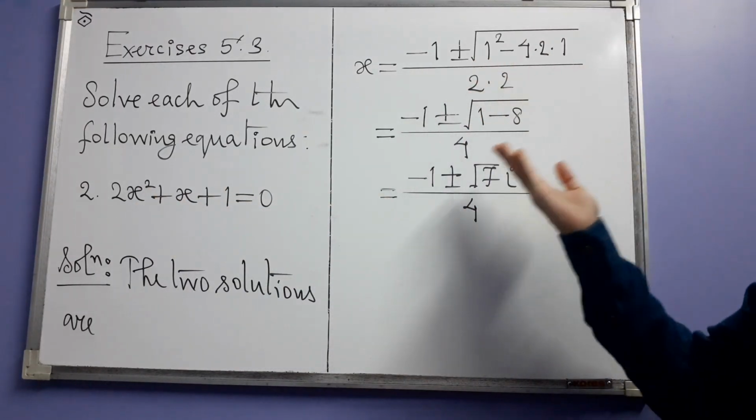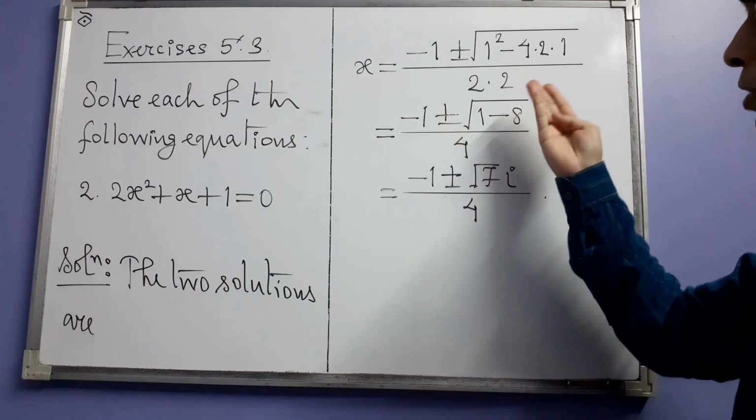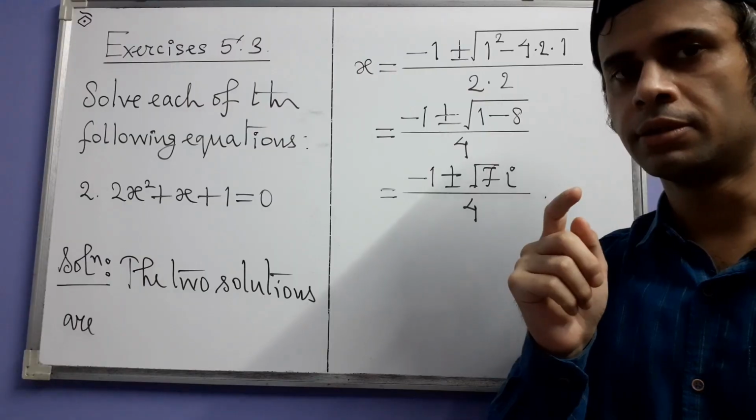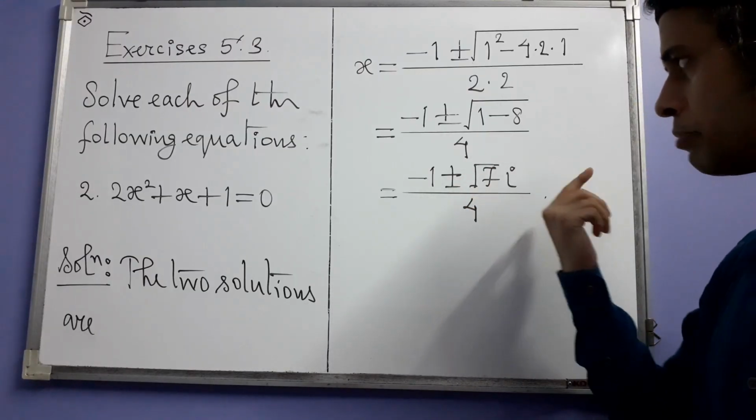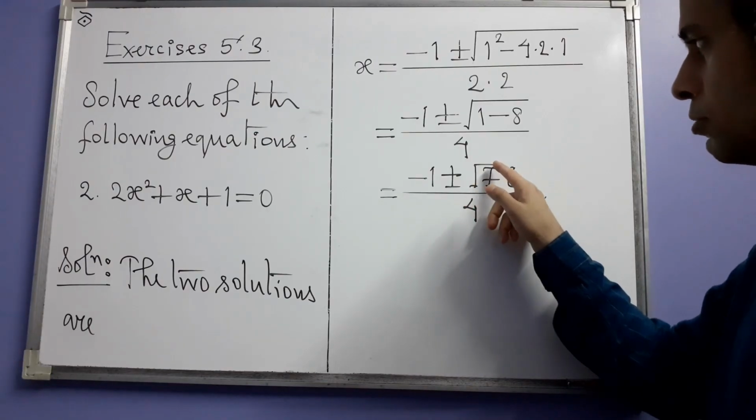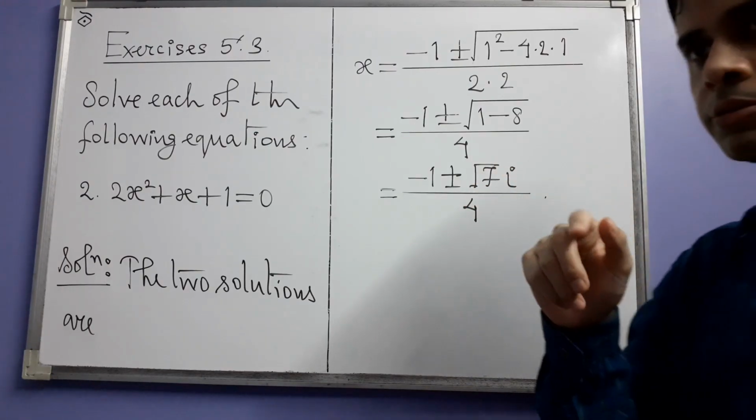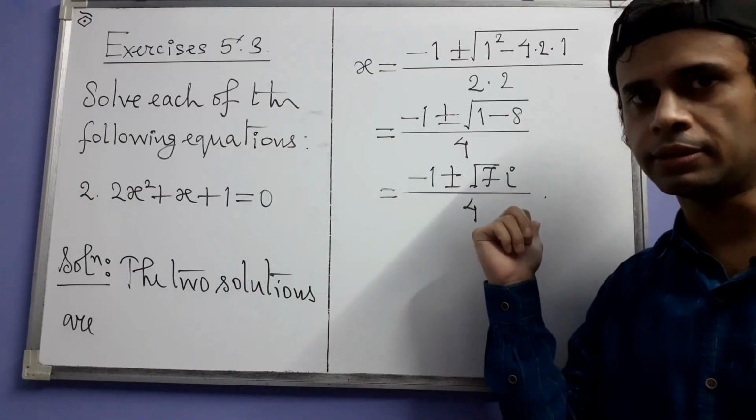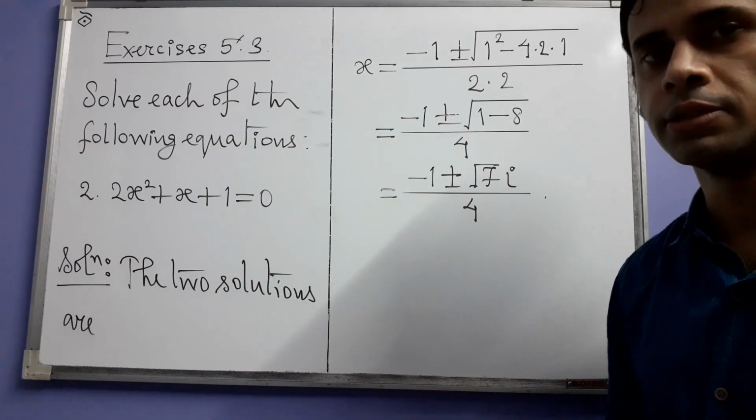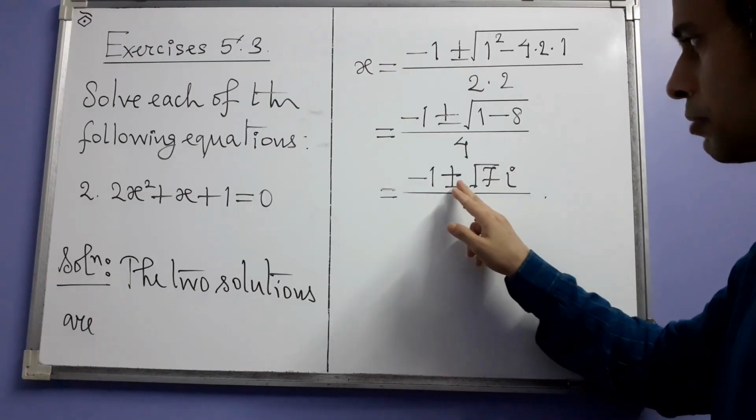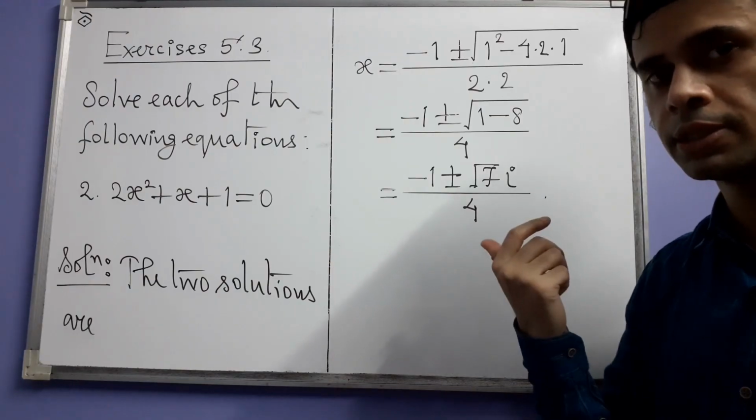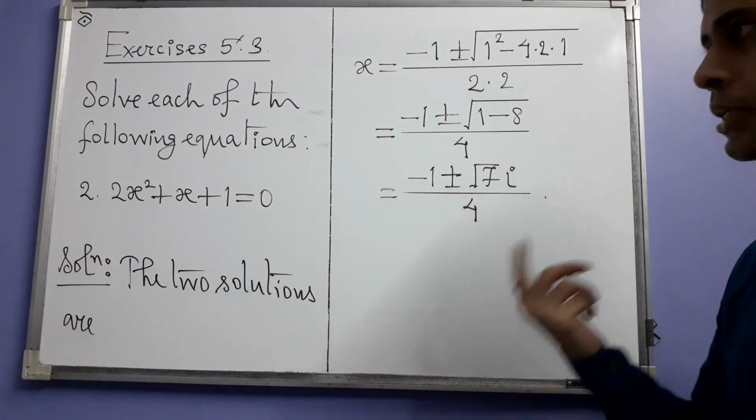So what are you getting here? Minus 1 plus or minus square root of 1 minus 8. So 1 minus 8 will be minus 7, and you separate 7 and minus 1. So you have square root of 7 and you have square root of minus 1. So that will be i. So these are the two roots of this equation. One of them is minus 1 plus root 7 i divided by 4, and the other one is minus 1 minus root 7 i divided by 4. Next let's see 3.